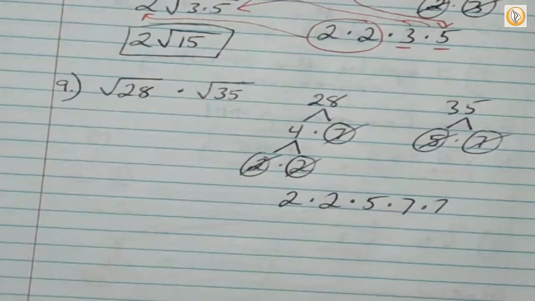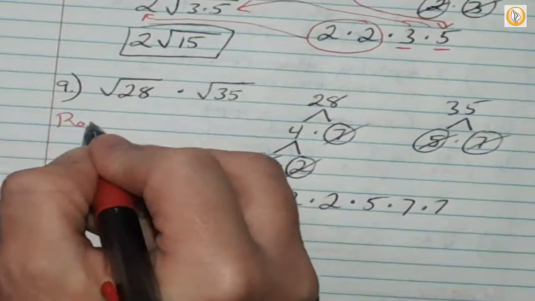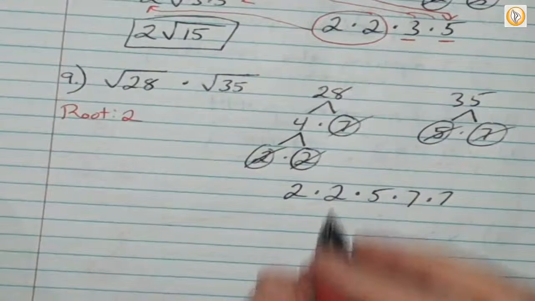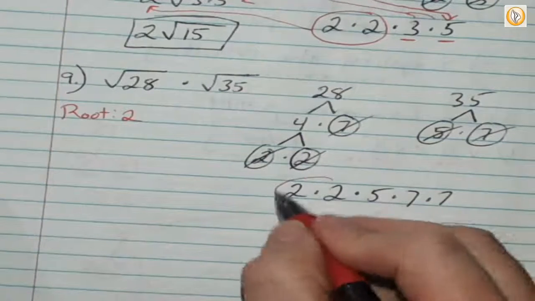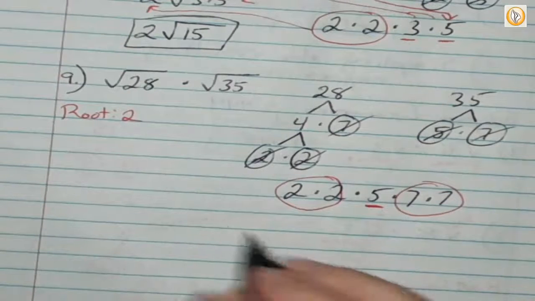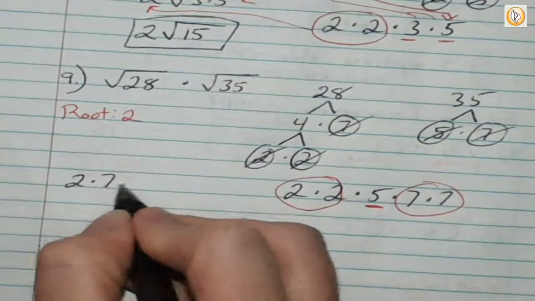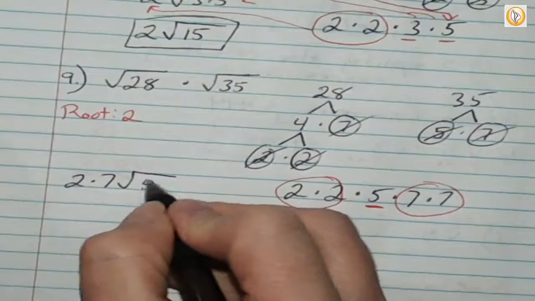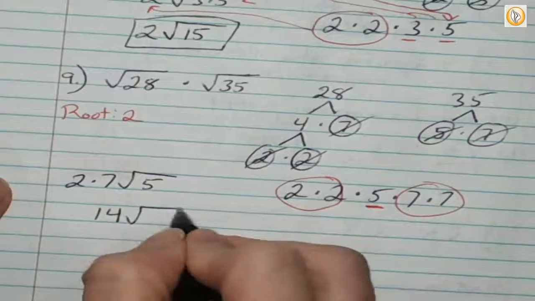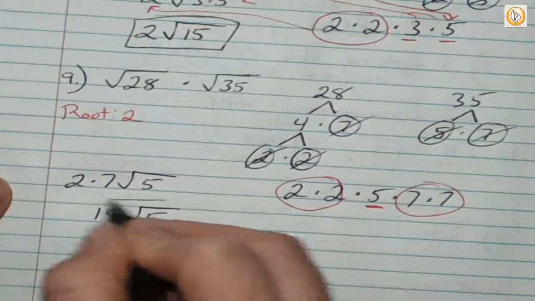Now, Sophia, what do I do? Make sure you include both of them together. Wait. What's my root? So how many am I looking for? Groups of? So what are my groups of 2? 2 and 7. Very good. 5 is my leftover. Okay, so what goes on the outside? And inside? So what's 2 times 7? Times square root of 5. And there you go.